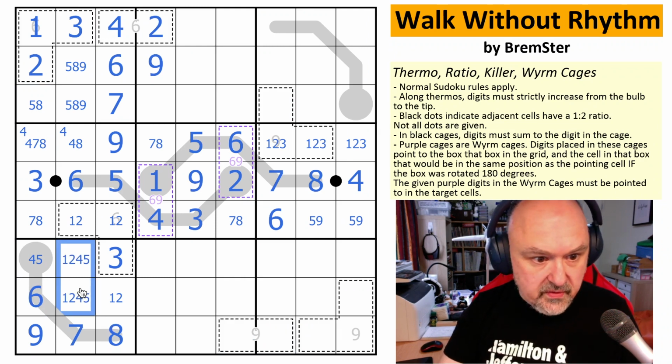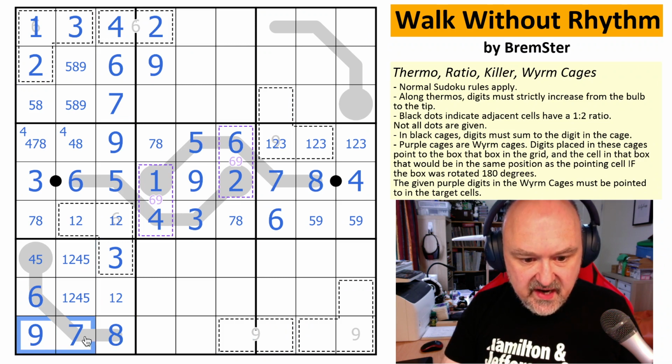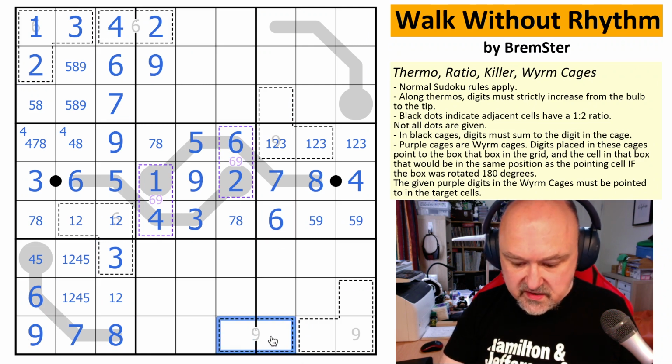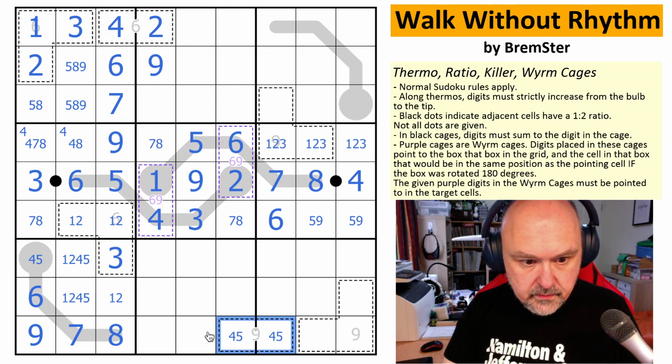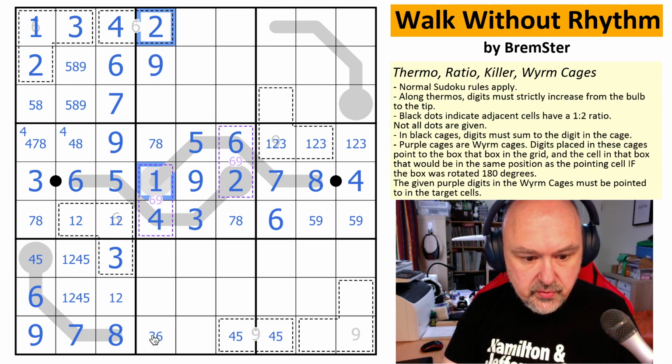These are now 1, 2, 4, and 5. 6, 7, and 8 cannot go into this 9 cage. So I can't use 1, 8. I can't use 2, 7. I can't use 3, 6 because there's 2 6s looking down into it. So this becomes a 4, 5. This is now a 3 or a 6 because it sees 1, 2, 4, 5, 7, 8, and 9.